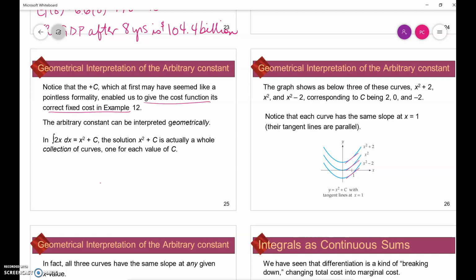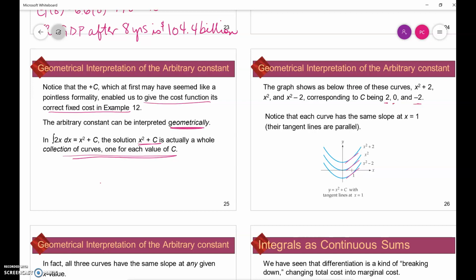That arbitrary constant can also be interpreted geometrically, so graphically, in the integral of 2x dx equals x squared plus c. The solution x squared plus c is actually a whole collection of curves. So there's one for each value of c. The graph shows below 3 of these curves: x squared plus 2, x squared, and x squared minus 2, with the corresponding c's being 2, 0, and negative 2.